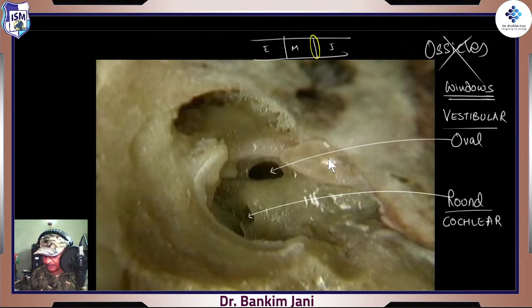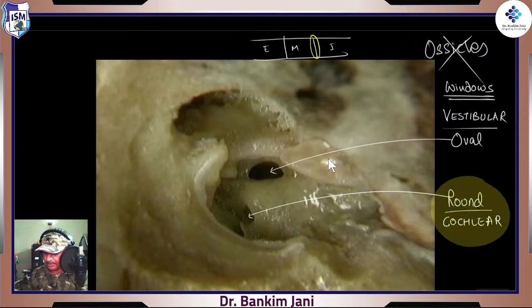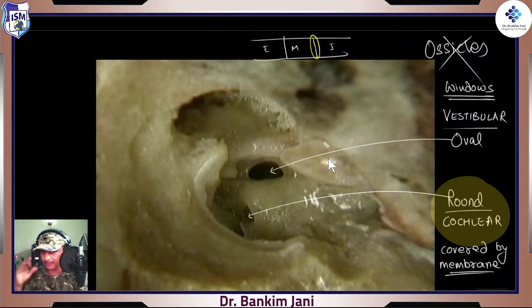Cochlear is covered by a membrane, right? It is also called the secondary tympanic membrane. Right now it is covered by a membrane. That membrane is as such not that effective. It is used just for the transmission of a few specific vibrations.